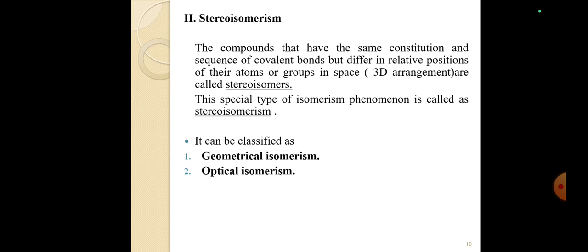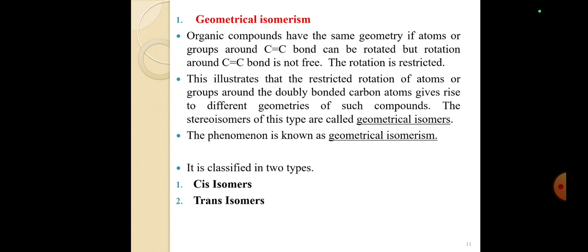Then coming to stereoisomerism, which is not mentioned in the syllabus copy of B Pharm second semester POC1, but sometimes questions have been asked on definitions. So stereoisomerism is nothing but the 3D structure or spatial arrangement of organic molecules. The compounds that have the same constitution and sequence of covalent bonds but differ in relative positions of their atoms or groups in space, the 3D arrangement. So this special type of isomerism is known as stereoisomerism. It divides into two types, geometrical isomerism and optical isomerism.